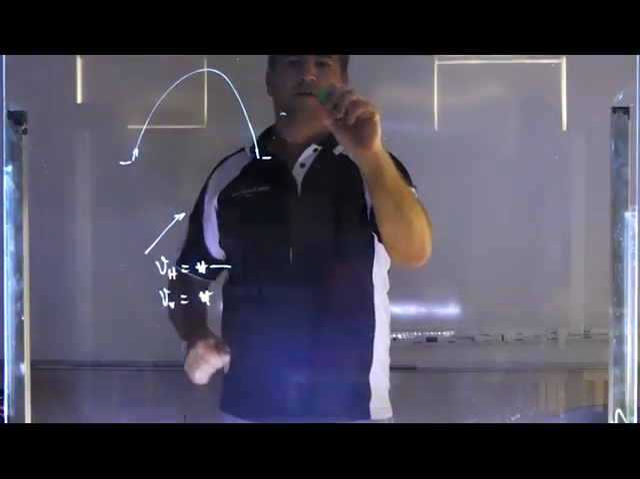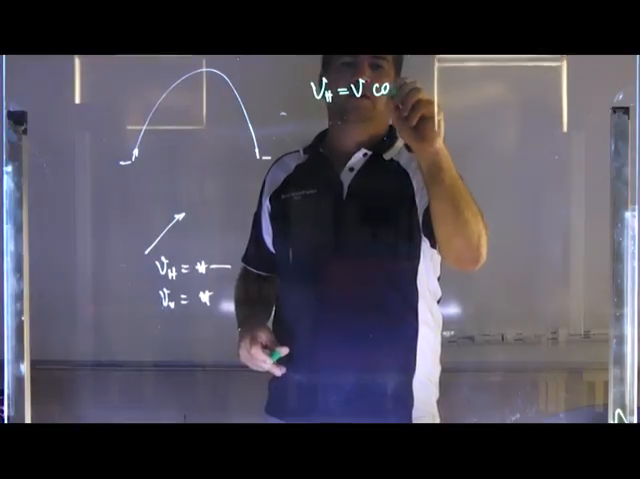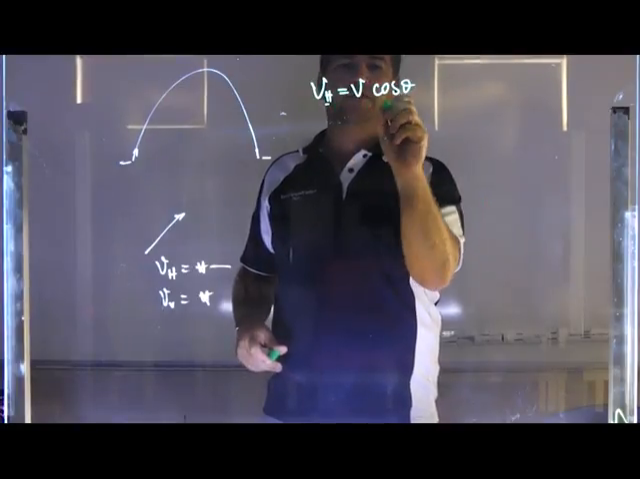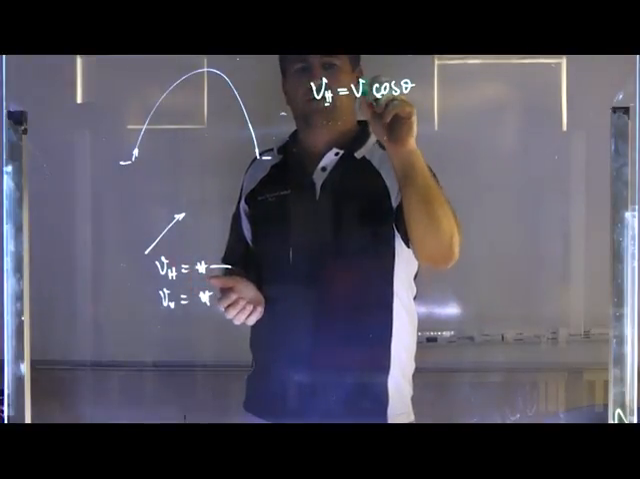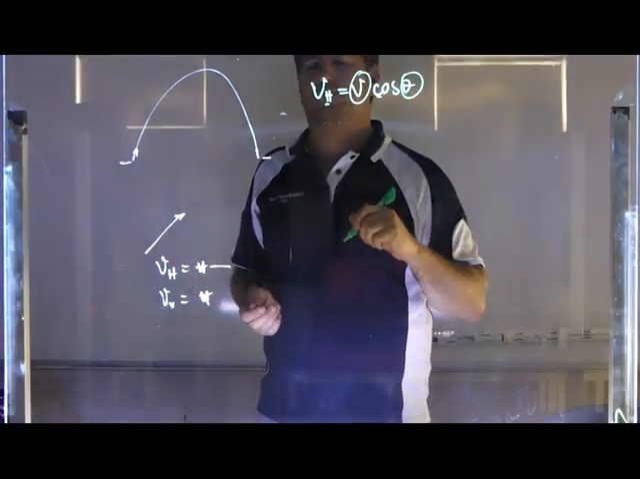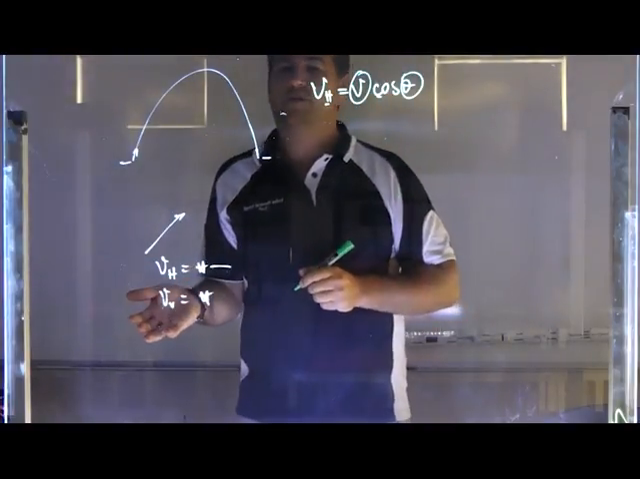Alright, so we're looking at the horizontal component. So VH equals V cos theta. Remember, H and C are close together in the alphabet. We'll actually be given the value of V, and we'll be given the value of theta. So that means we can work out the horizontal component of velocity at the start.